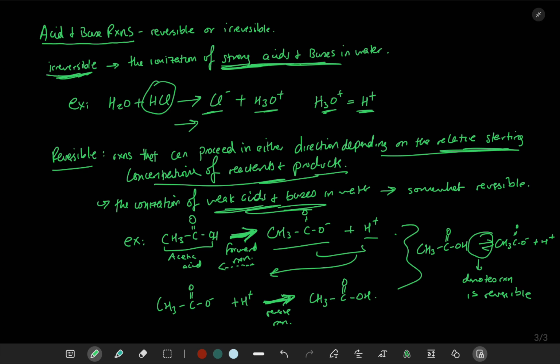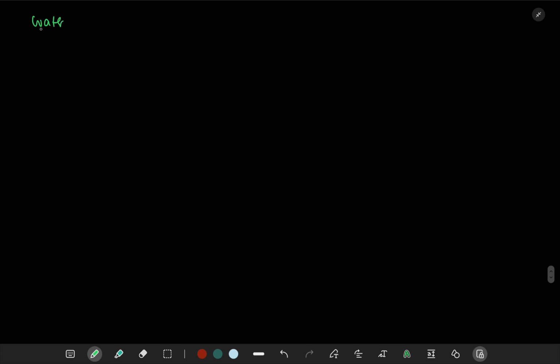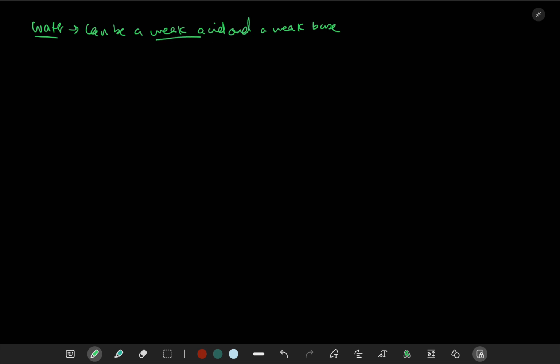Okay. So now let's talk about water and how water relates to all of this. Water is unique in that water can be a weak acid or a weak base, technically. Okay, so water has the ability to be a weak acid and a weak base, and compounds like this are called amphoteric. Right? It basically just means that they can be acids and bases depending on the situation. So let's look at an example and talk about what we mean.